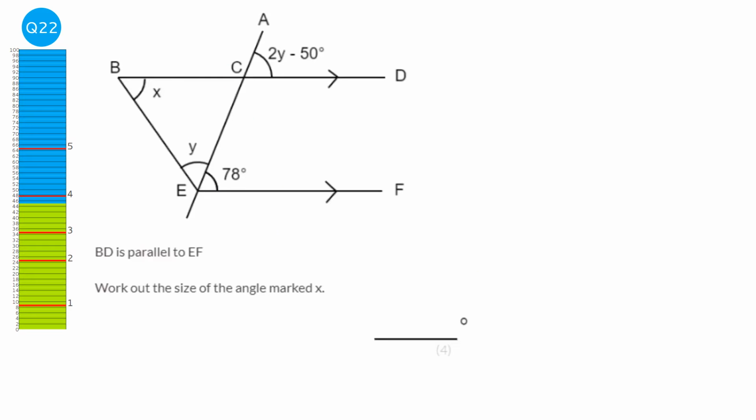To find out what the value of x is, we first of all have to find out what the value of y is. And we can notice that we've got 2 sets of parallel lines here, and a line going through them. And we've got these F angles, which we have to call corresponding angles. So we know that 2y minus 50 is equal to 78. And we must write down the reason: corresponding angles are equal.